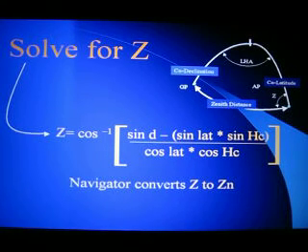Okay, we can also solve for z with this formula. Once again, don't get excited. It's just standard add, subtract, multiply, and divide. No problem when we use the calculator. It'll give us z that we then convert to true azimuth.